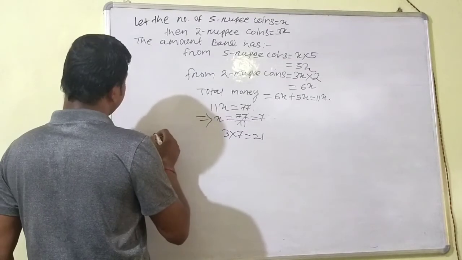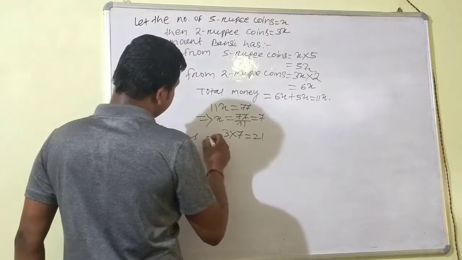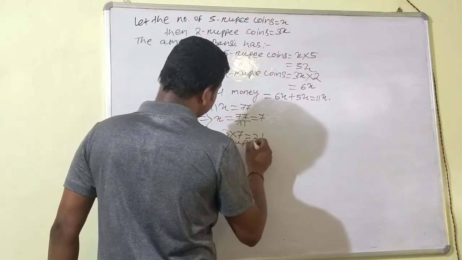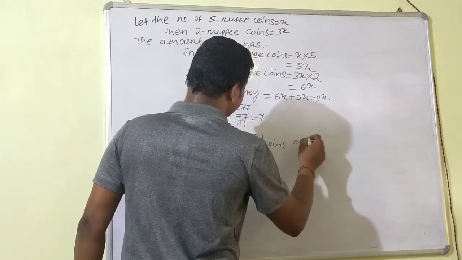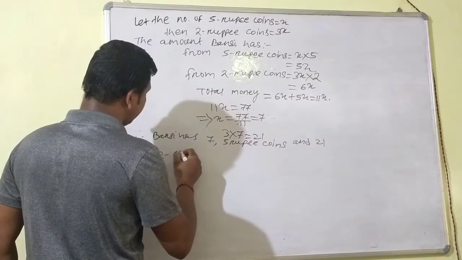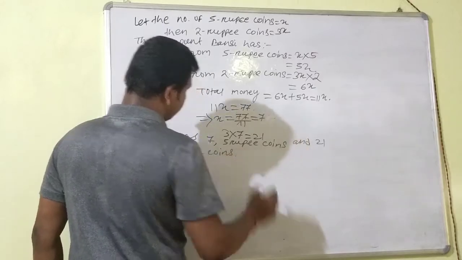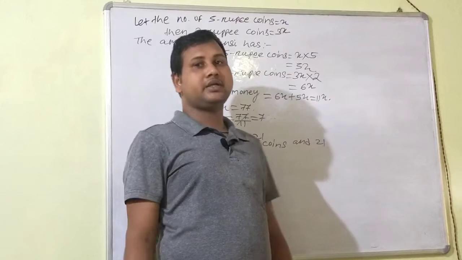So we'll write, therefore Bansi has 7 5 rupee coins and 21 2 rupee coins. Okay, this is related to money.